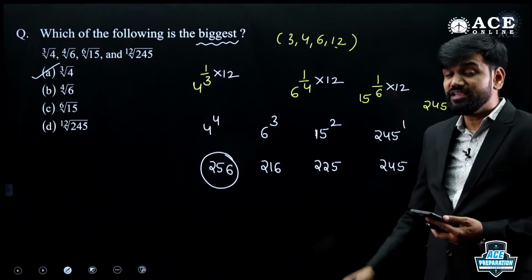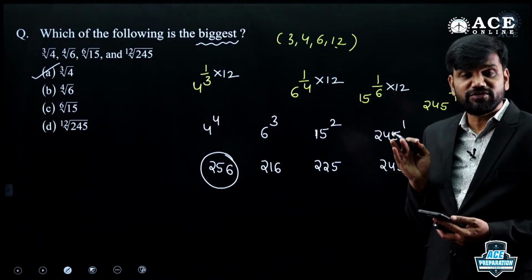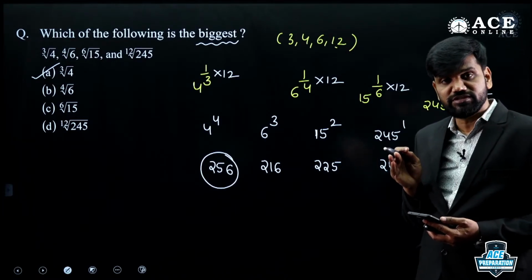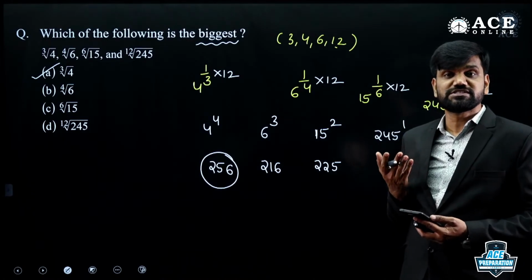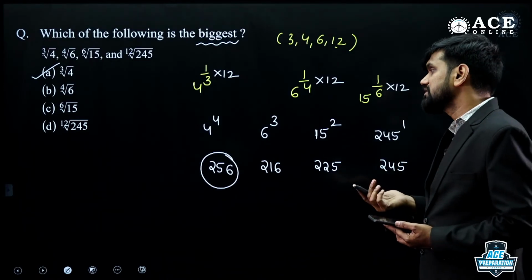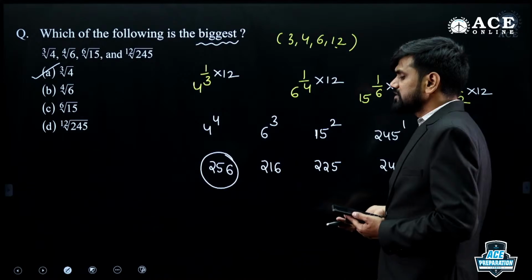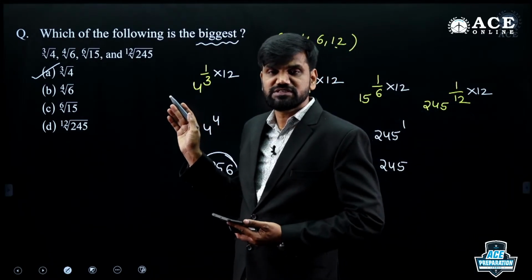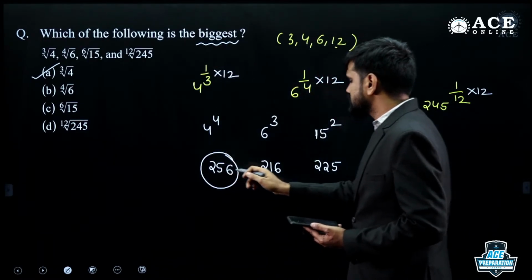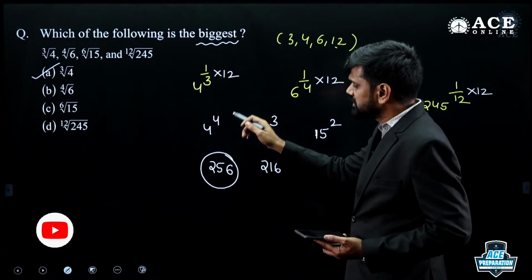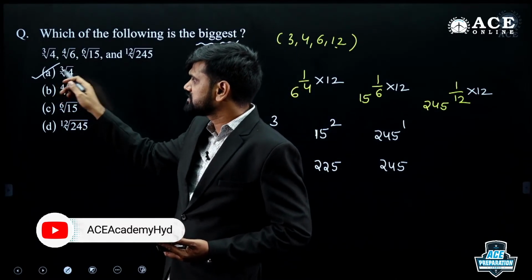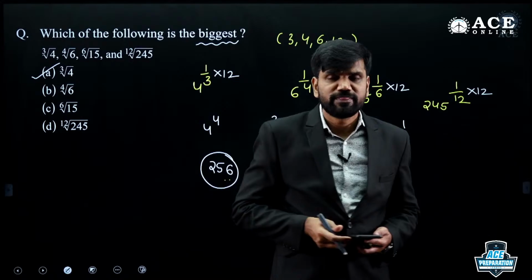I repeat, please read the problem carefully when you are answering it. Sometimes they will ask you for the largest, sometimes the smallest, sometimes the second smallest, second largest, like that. Read the problem carefully. You might be keeping in mind that they are asking for the biggest, but in the question they might have asked for the smallest. That's the reason why after coming to this step, check what is being asked. As they said biggest, you search for the biggest value among these available. The biggest value available is the first one. So the first one's corresponding figure is 4 to the power of 1 by 3, which is nothing but cube root of 4. Is that clear?